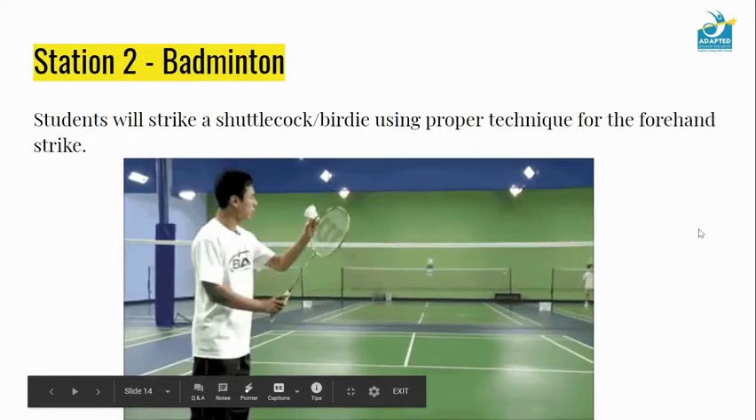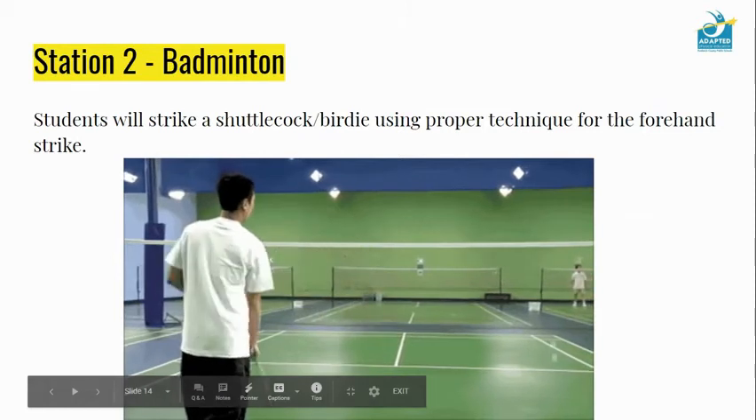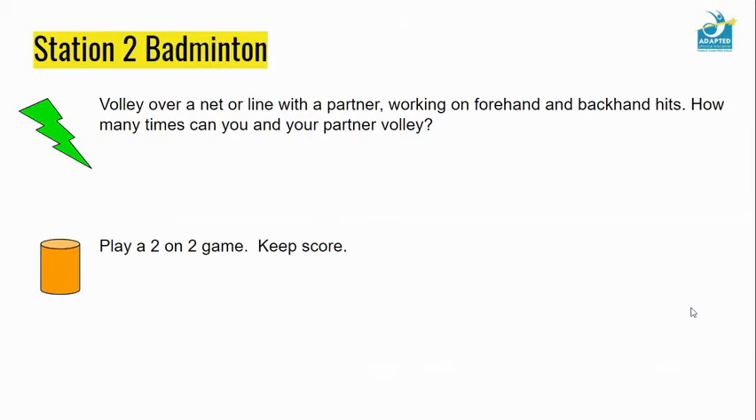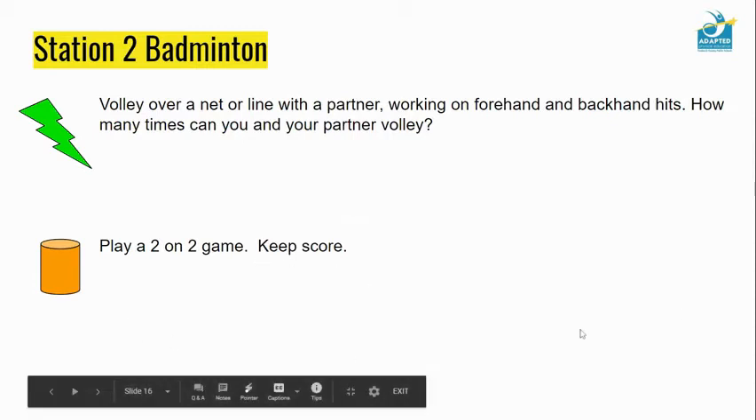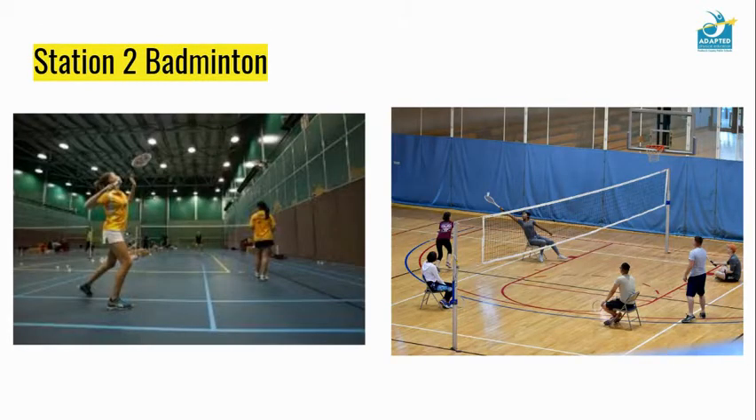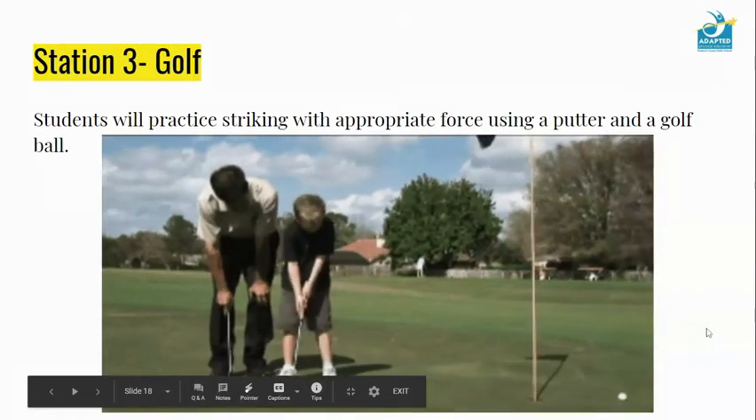Next one's badminton. So we're working on the serve here, various activities to do. Obviously, as they progress down, they're going to get more difficult because that's what the curriculum says. So in eighth grade, they're progressing more towards a two-on-two game here, and they're keeping track of score. A lot of our students may not get to that level, but that's okay. More visuals. Next one is golf.